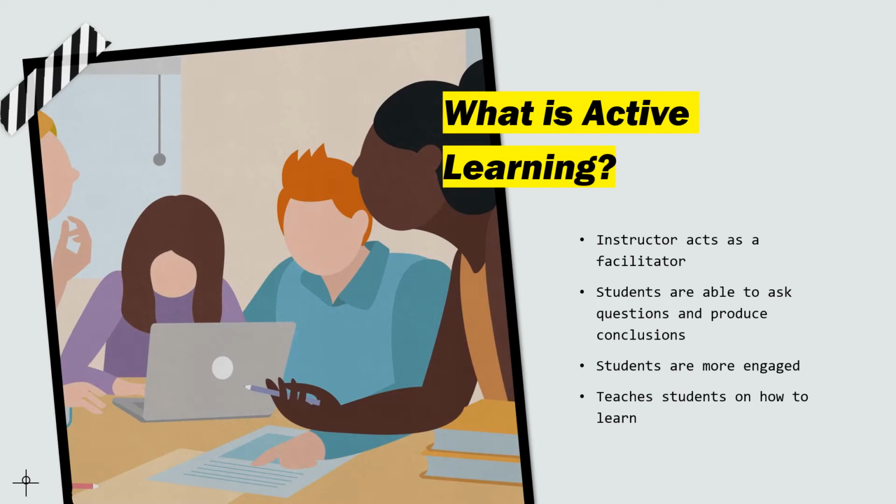First, let's start with what active learning is. It is a little different from the traditional way in which lectures are given. Instead of the instructor giving lectures throughout the entire class, students can work together as a team to come up with their own individual conclusions. In active learning, the instructor has more of a role as a facilitator. This way, students are more engaged in the class and learning is enhanced because the class is more interesting.